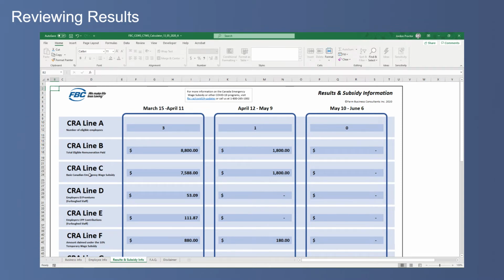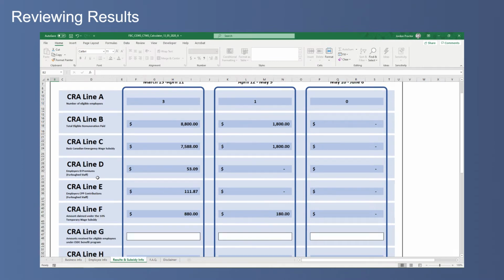The basic Canadian emergency wage subsidy, that's the total amount before anything was deducted, say for CTWS, that 10% amount. That's the amount before any of that's been removed. For employers' EI premiums for furloughed staff, that's for the staff that were paid but not working.